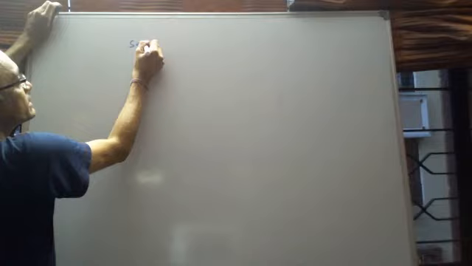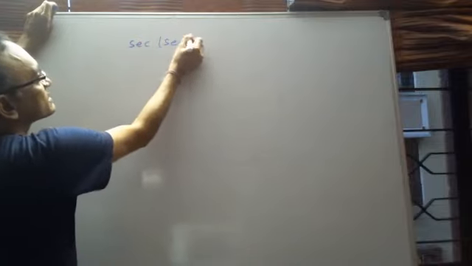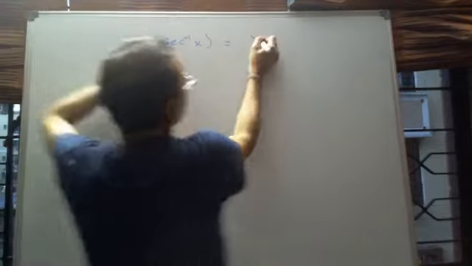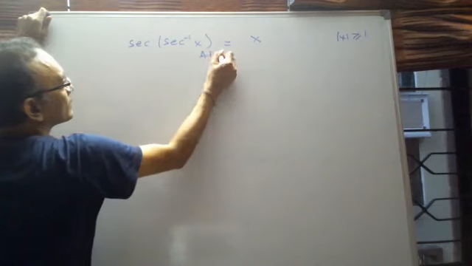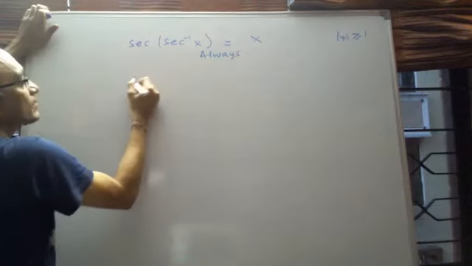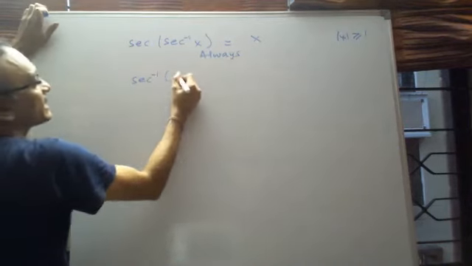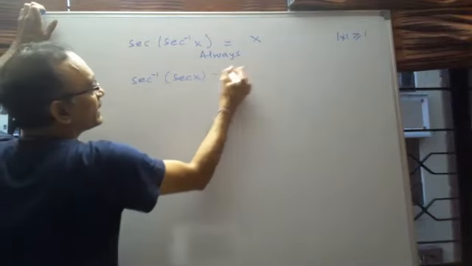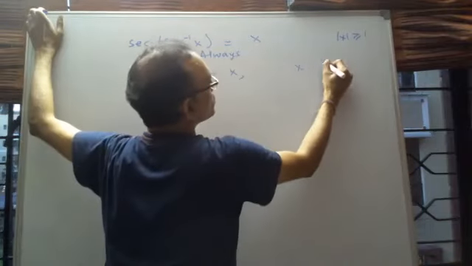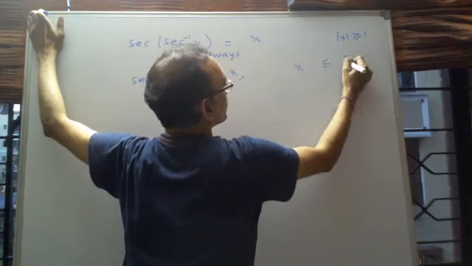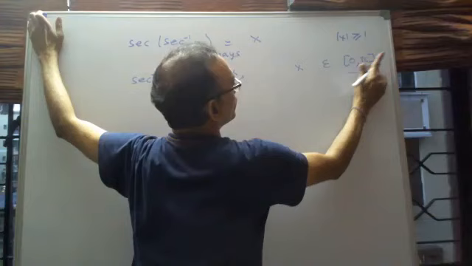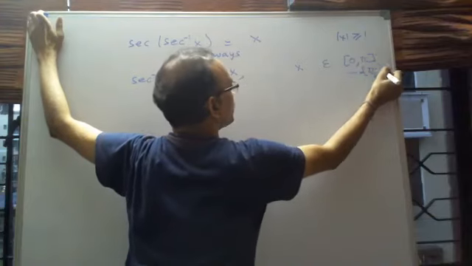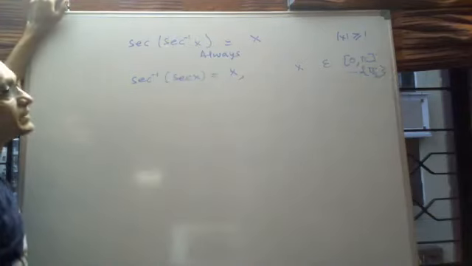Again, as before, sec of sec inverse x will be x. Of course, the domain of x here is mod x greater than or equal to 1 always. However, sec inverse of sec x will be x only when x belongs to 0 to pi, excluding pi by 2. Pi by 2 should not be there. The output of sec inverse can never be pi by 2.